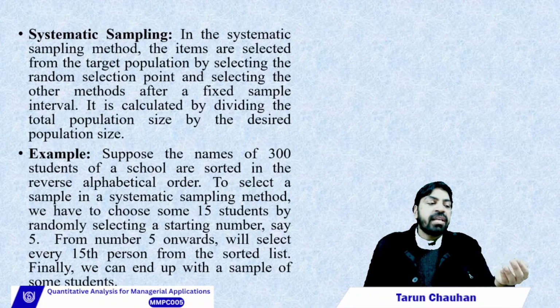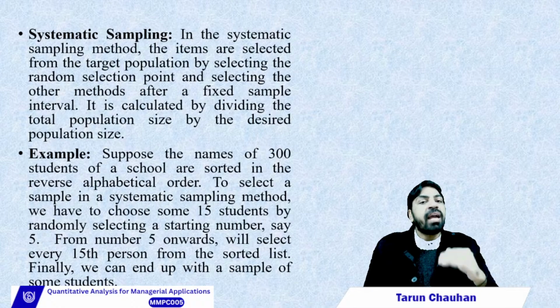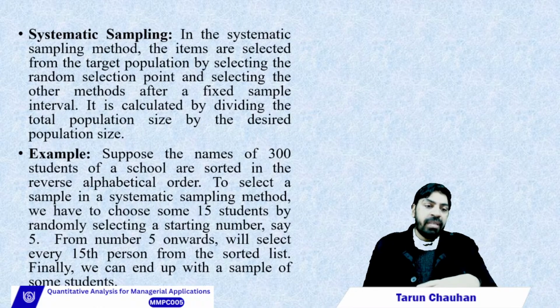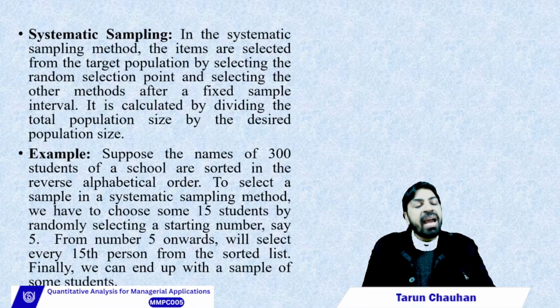For example, 30 samples are divided into three groups. So 10 samples will be selected from the whole population. That is called systematic sampling. It is calculated by dividing the total population size by the desired sample size. Let's take an example to understand systematic sampling.